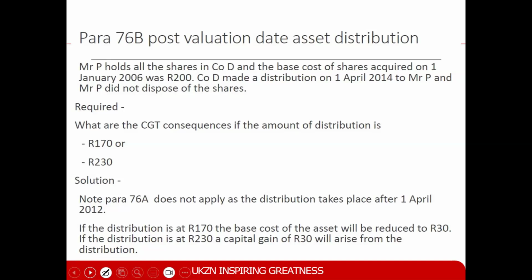Let's see, what does this mean? So if the distribution is 170, that's a distribution. The base cost of the asset will be reduced to 30. If it is 230, a capital gain will arise. So why a capital gain? Because remember, he only owns a value of 200,000 in these shares, but now he's getting 230. So it means there are capital gain implications in this regard. Then why do we have a reduction of 30? In this case, the base cost, because he owns 200,000 in shares, but he has received back some 170, will be reduced.